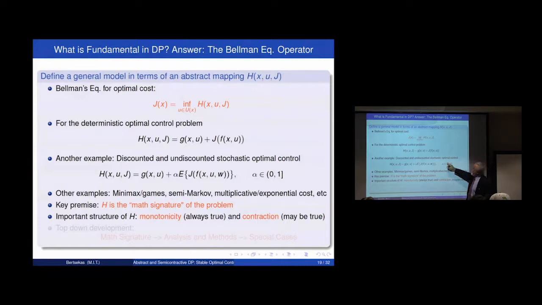Contraction of this operator here is also an important property. It may be true for some problems, but not for others. So these are the two main properties of abstract dynamic programming mappings, monotonicity and contraction. And we make various assumptions about contraction, and from the mathematical signature, we obtain general methods and analytical results, and then specialize to particular problems like deterministic optimal control, stochastic, min-max, whatever. So top-down development.